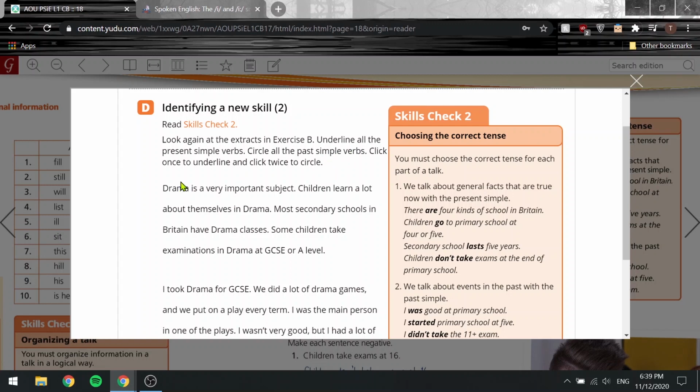So drama is a very important subject. Obviously, is right here is a present simple, so I'll underline that. What else do we have? Children learn. I'm going to underline that. A lot about themselves in drama. Most secondary schools in Britain have, so the word have is present simple, so I'll underline that, drama classes. Some children take, I'm going to underline that, examinations in drama at GCSE or A level.